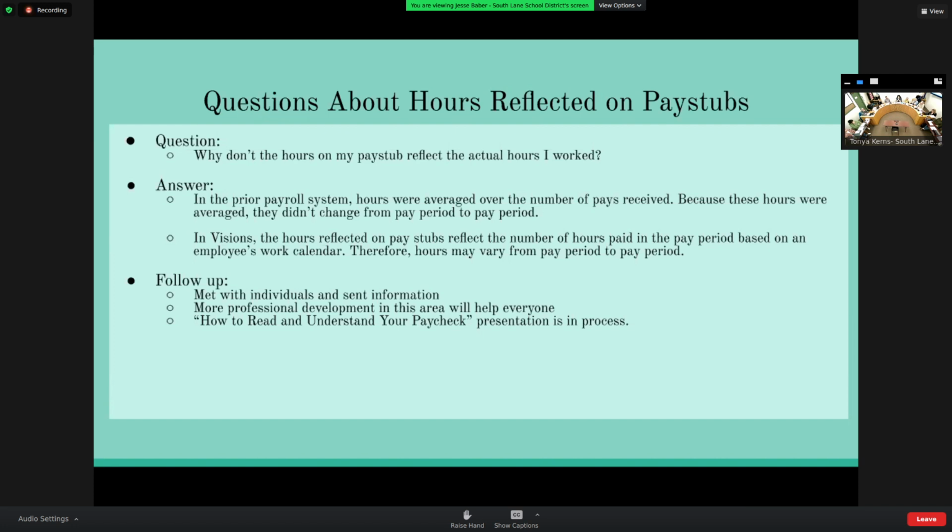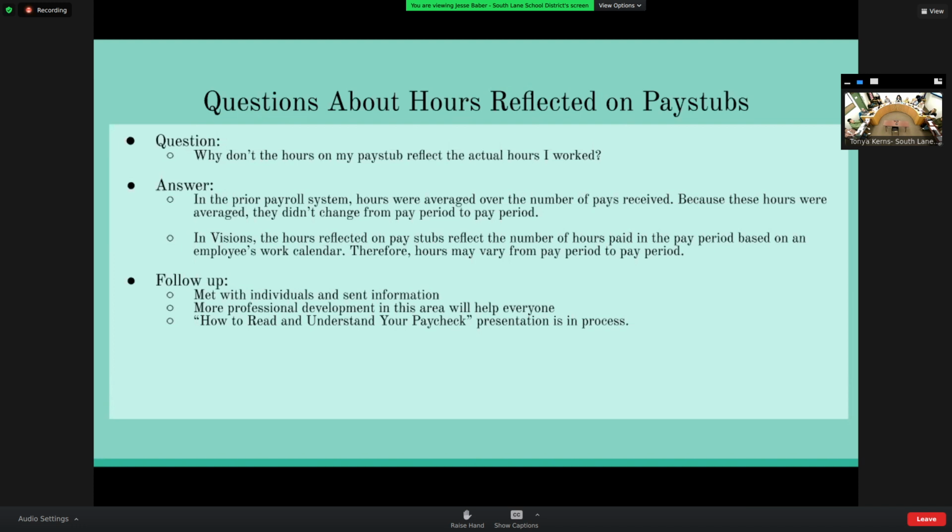The school district pays on an annualized or averaged basis. In the sense that it treats all staff, except for transportation and substitutes, as though they were salaried employees. So the system looks at the total number of hours a staff person is expected to work during the year, and it divides that by the number of pays they receive during the year.